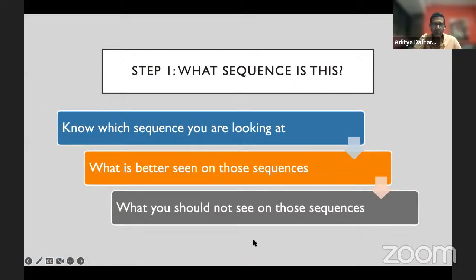So when we come to thinking about why we need to know the sequence, we need to know which sequence we're looking at because it tells us what structures are better seen, what pathology is better seen, what kind of lesions are better seen on that. And it also tells us what we shouldn't see on those sequences, because if we look at those structures, we will get unnecessarily confused. Okay.